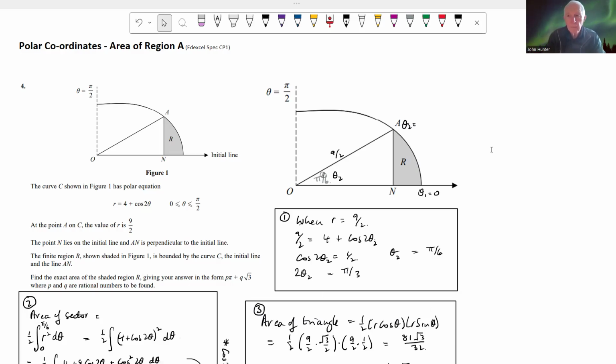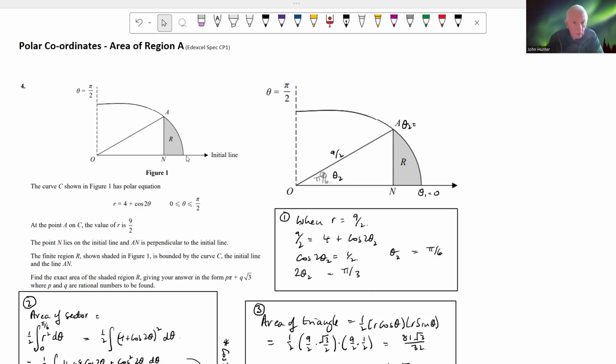Right, we've got a further maths polar coordinates integration problem here. So this is from an Excel further maths paper. It's actually from the specimen paper. Okay, let's have a look.